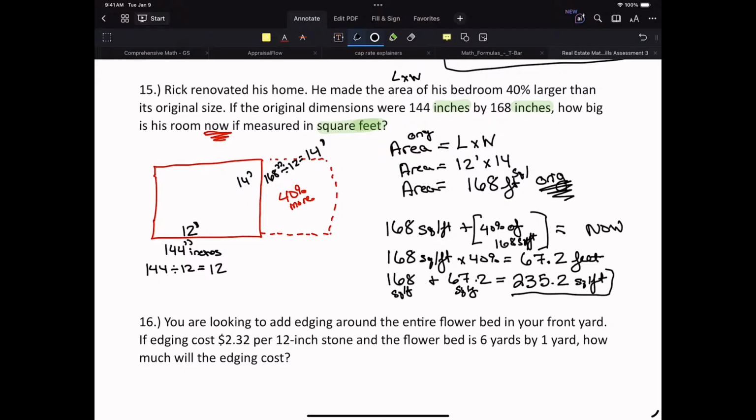Okay. Now, just as a spoiler alert for those of you that are a little bit more advanced, this is the woulda, coulda, shoulda. If I was actually doing this problem, I would have said, we started with 168 square feet, and I want to find not 100% of it, but 140%. I want the original 100 plus 40%. That's 140%. I could literally do 168 times 140%, and that also is going to give you 235.2.